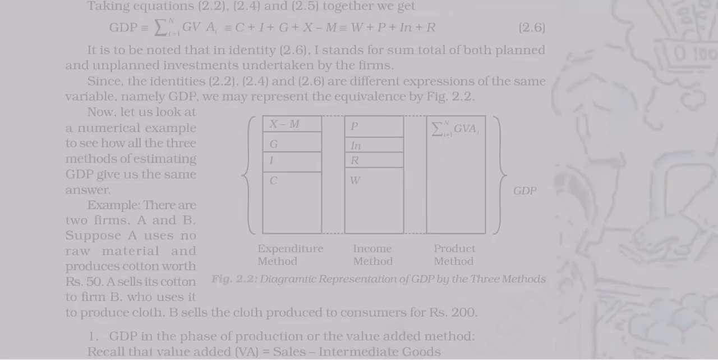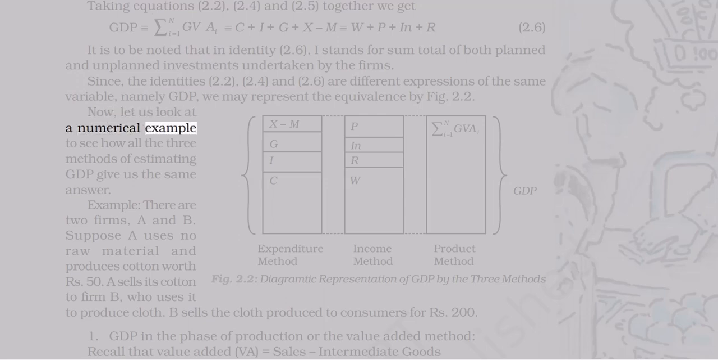Taking equations 2.2, 2.4, and 2.5 together we get GDP = Σ GVA = C + I + G + X − M = W + P + I + R (2.6). It is to be noted that in identity 2.6, I stands for the sum total of both planned and unplanned investments undertaken by the firms. Since the identities 2.2, 2.4, and 2.6 are different expressions of the same variable, namely GDP, we may represent the equivalence by Figure 2.2.